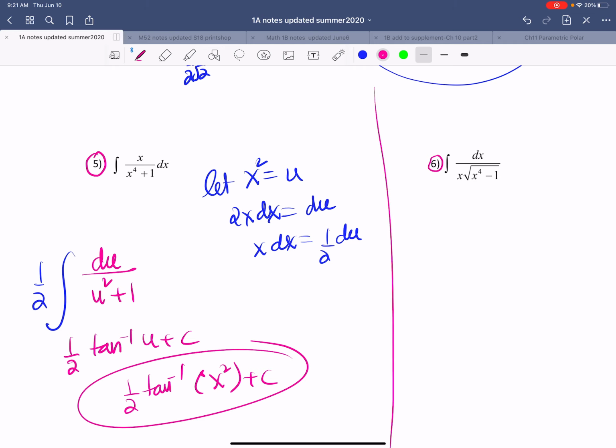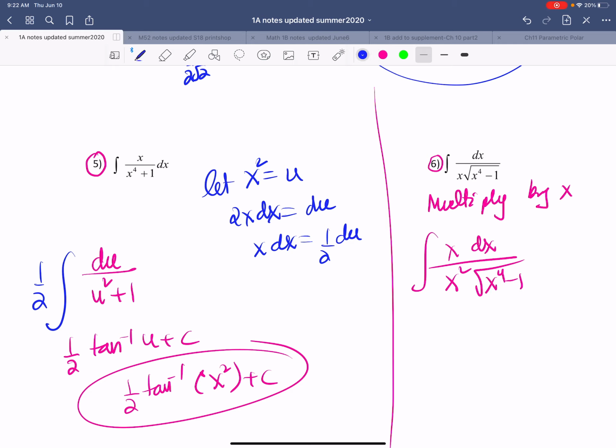That's it. Next problem. Looks like it's going to be a secant, but I don't have x squared inside, so it's a bit tricky. Let's try in this case. I have x squared minus 1 inside. I need to have x squared in the front for this to be a secant. So I'm going to multiply numerator and denominator by x, both top and bottom by x. So it would be x dx over x squared, x to the 4th minus 1. I'm going to make it like a secant. It's not secant right now.